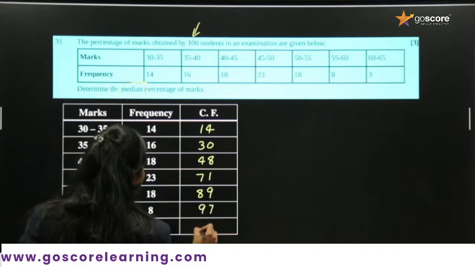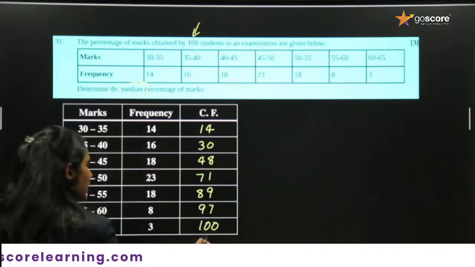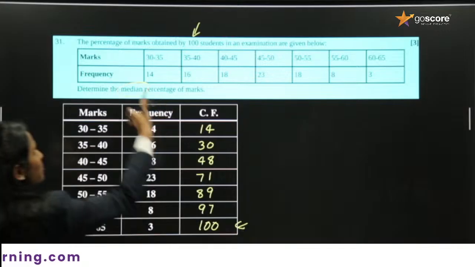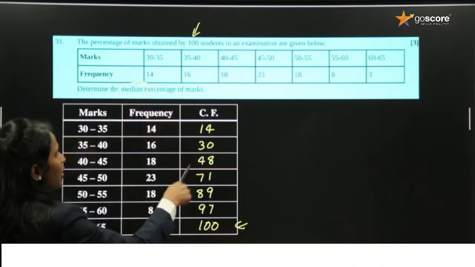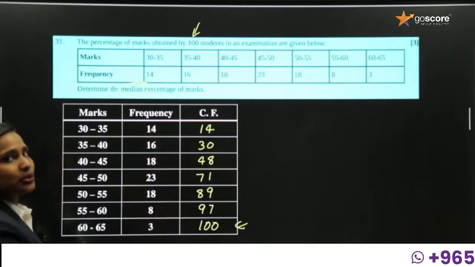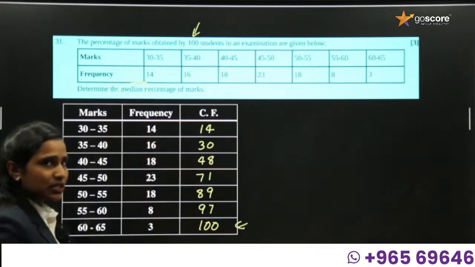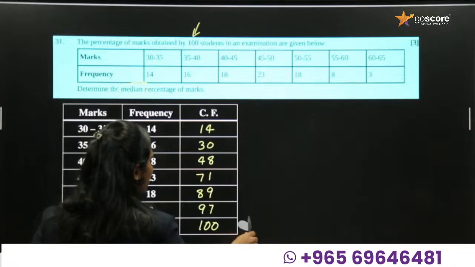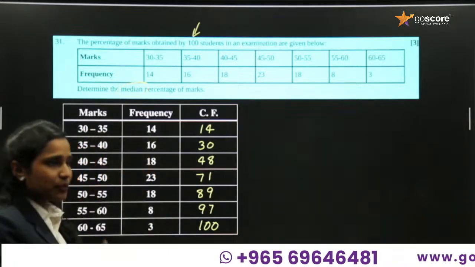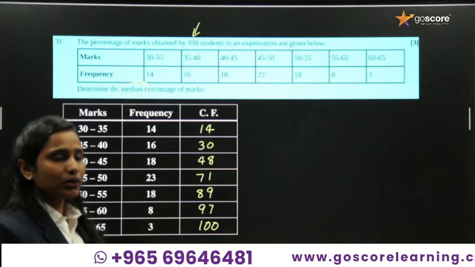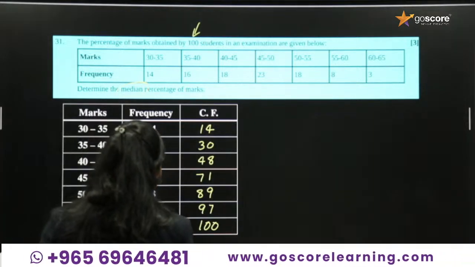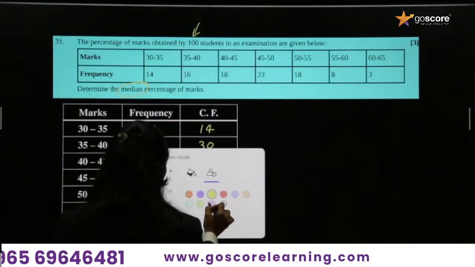97 plus 3, 100. And remember, the last cumulative frequency should be the total number. The sum of frequency, or the sigma Fi value, should be our last cumulative frequency. That is the only thing you need to remember. Okay. In each step, you need to check the answer, whether we are going on the right path or not. Okay. So now I am going to write some values.